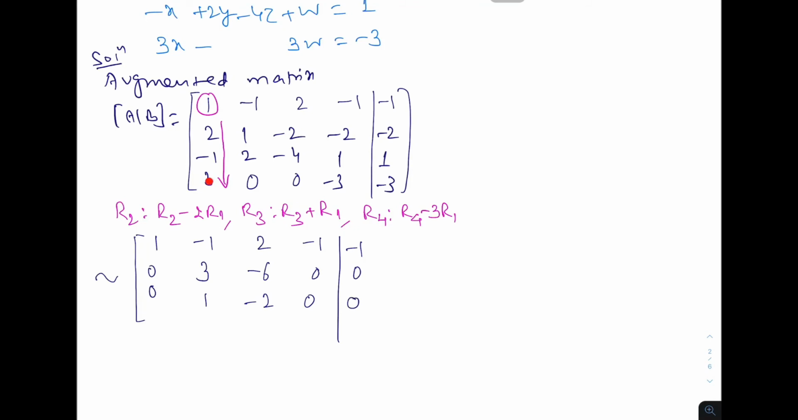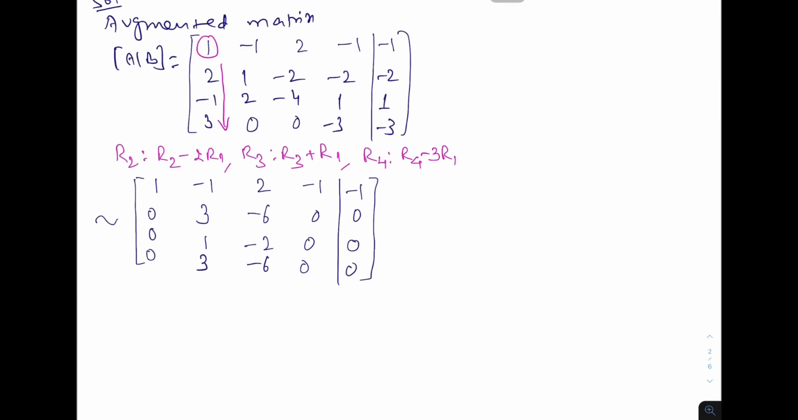Then similarly R4 minus 3R1. So R4 minus 3R1, so this is 0. Now minus 3 multiply, so that will be 3, and add with 0, so this is 3. Multiply with minus 3 here, so minus 6 plus 0, so minus 6. Multiply with minus 3, so this is 3 and minus 3, so that will be 0. Multiply with minus 3, so this is 3 and minus 3, so that is also 0. So this is the first step.